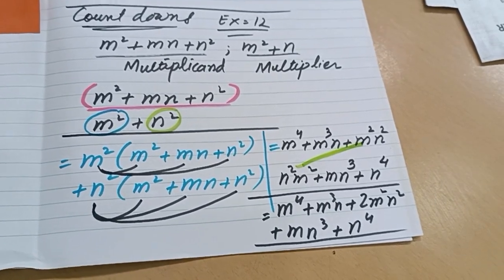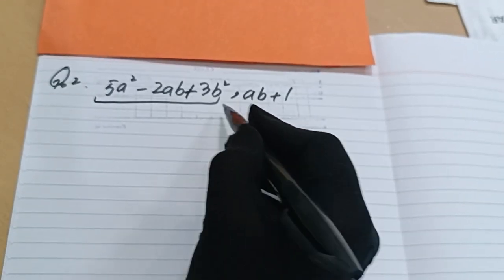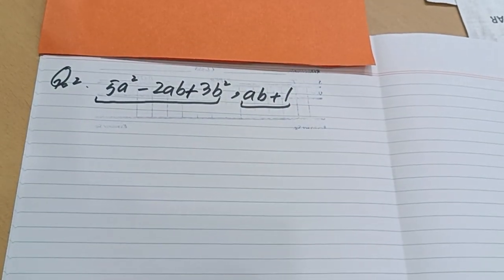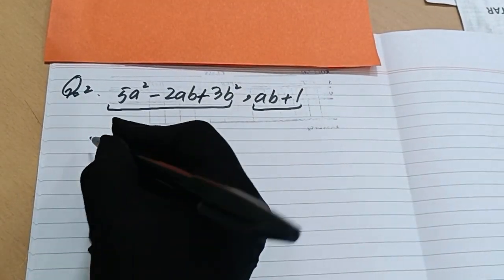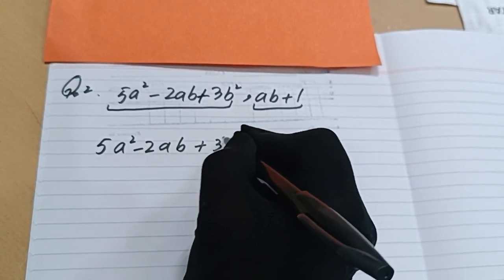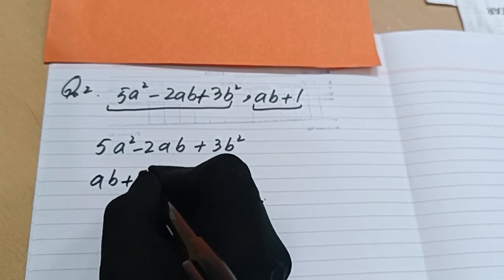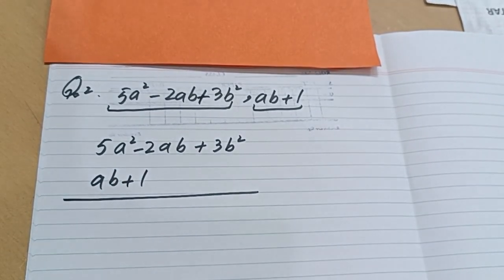Let me explain one more part in the same way. Okay, one more polynomial. This is the multiplicand. This I will write as the multiplier. I will write them in the vertical form first. 5a square minus 2ab plus 3b square. First I write, then I write the second, ab plus 1. So we need to multiply.